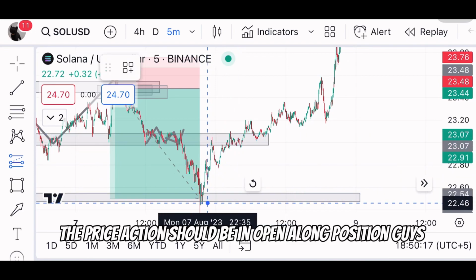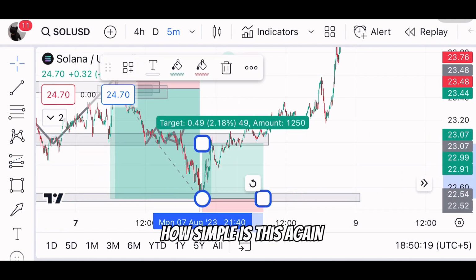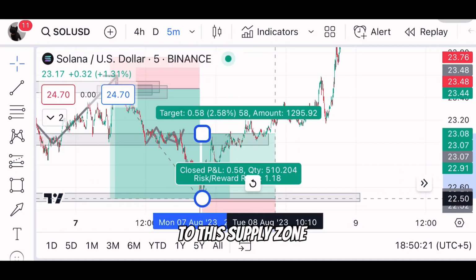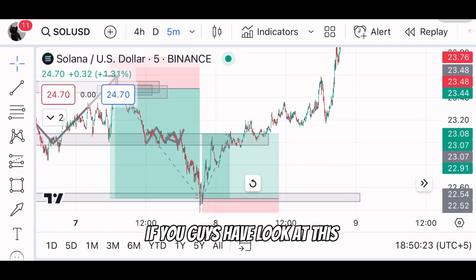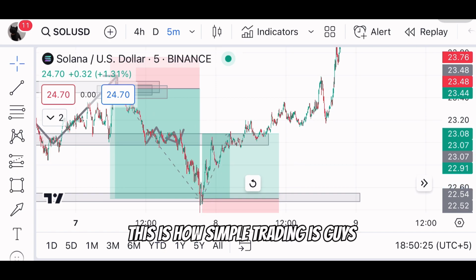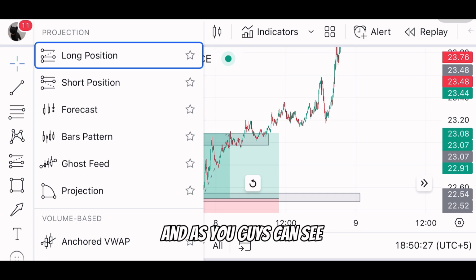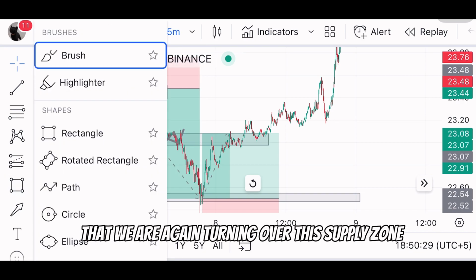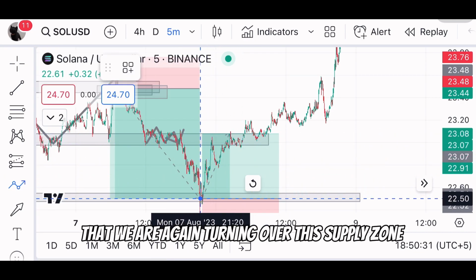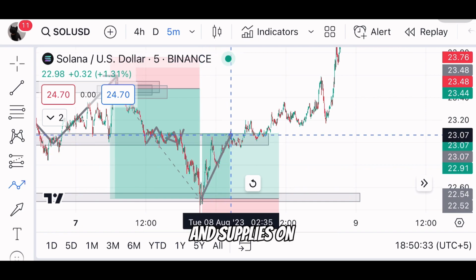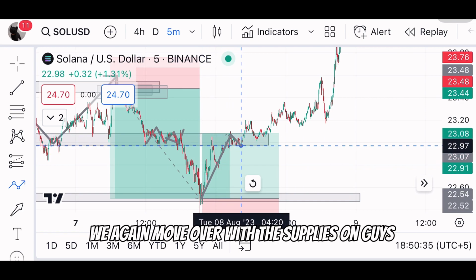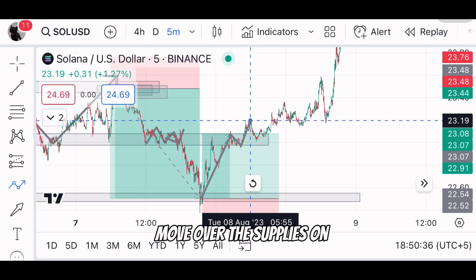Then open a long position, guys. How simple is this? Again to this supply zone. If you have a look at this, this is how simple trading is, guys. And as you can see, we are again turning over this supply zone, moving from the demand zone into the supply zone. We again move over this supply zone, guys. You can see we have moved over this supply zone.